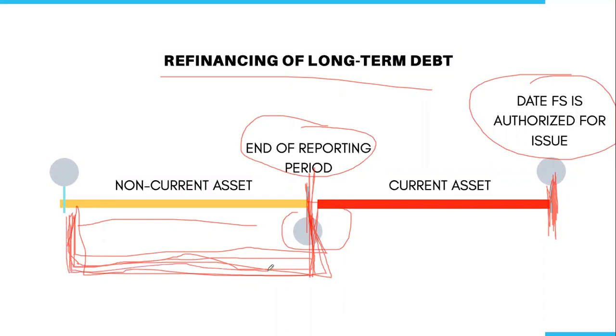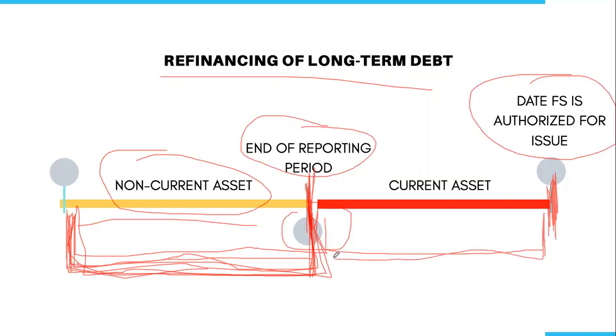So you agreed. What is the classification of the long-term debt that you refinanced and rescheduled? The classification is non-current. But if you agreed to refinance the long-term debt after the end of the reporting period but before the FS is authorized for issue, then the liability is considered as current. Sorry, I wrote asset there.